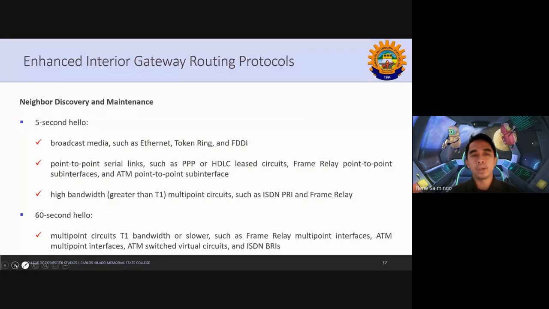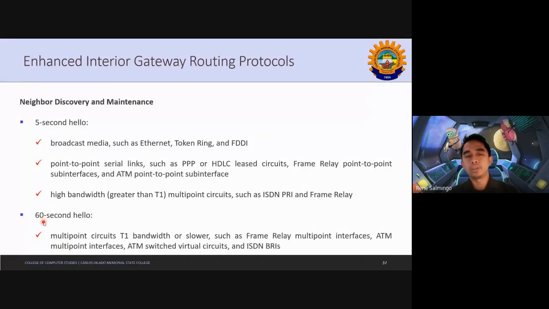So how do we have neighbor discovery and maintenance? First we have the 5-second hello. This applies to broadcast media, point-to-point serial links, and also high bandwidth links used for neighbor discovery. So that's why, when you try to check your network, there's ample time that you need to wait for the update of your network.